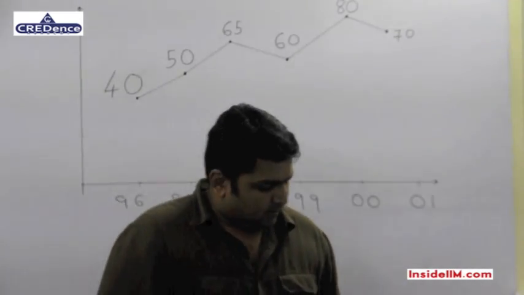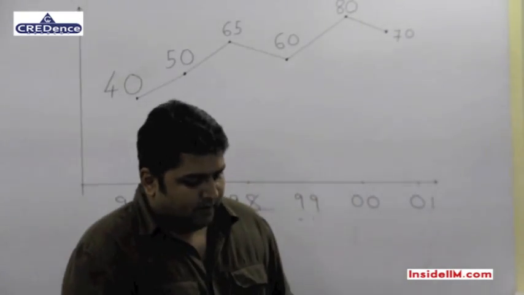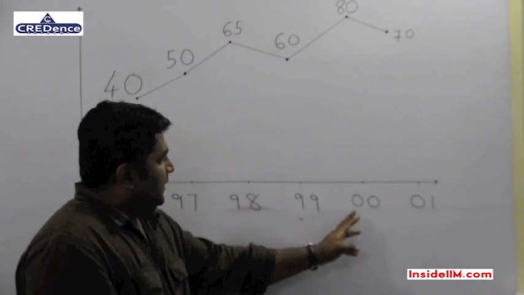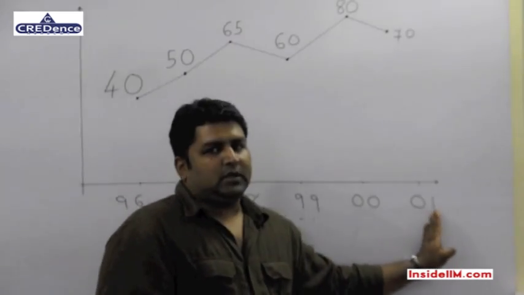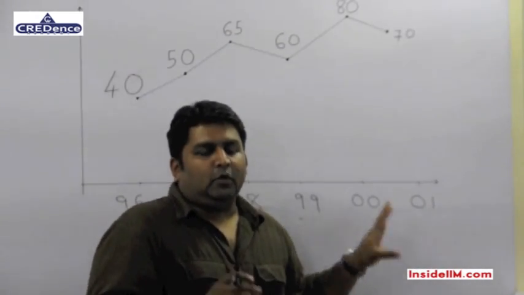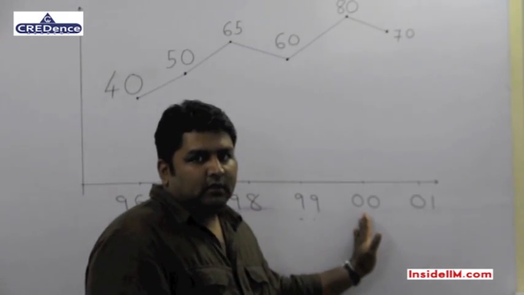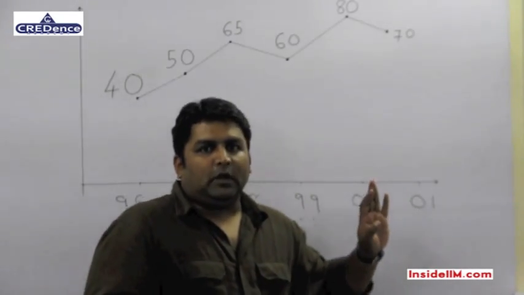The third question says, what was the ratio between the number of gadgets sold in the year 2000 and 2001? So we need to compare the value of 2000 with 2001.